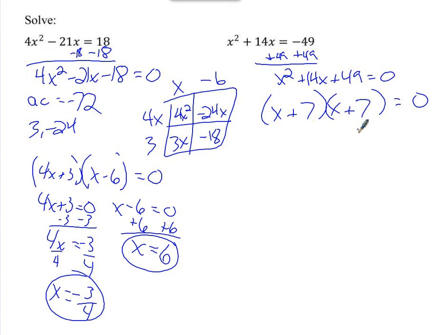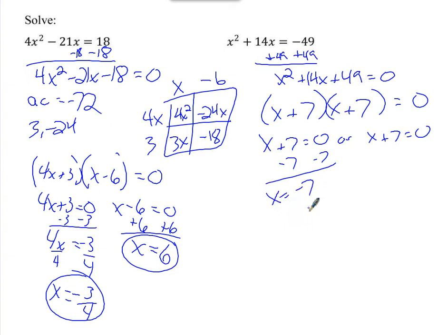Now what? Yeah, now you can use the zero product property. We have two things. One thing times one thing equals 0. So split them up. x plus 7 equals 0, or x plus 7 equals 0. So to solve the first one, what do we do? Subtract 7 from both sides, and we get x equals negative 7. To solve the second one, what do we do? Subtract 7 from both sides, and we wind up with x equals negative 7. How many solutions do we have?